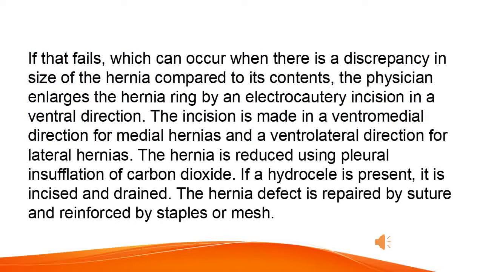If that fails, which can occur when there is a discrepancy in size of the hernia compared to its contents, the physician enlarges the hernia ring by an electrocautery incision in a ventral direction. The incision is made in a ventromedial direction for medial hernias and a ventrolateral direction for lateral hernias. The hernia is reduced using pleural insufflation of carbon dioxide.